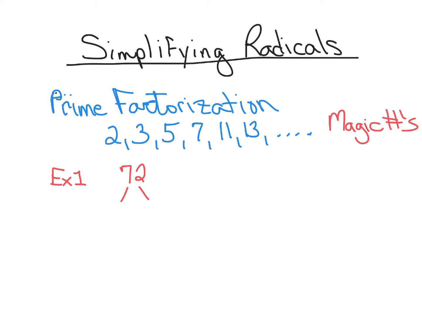For 72, the first thing we're going to try is that first magic number, 2. Can 72 be divided by 2? And it can, so we do 2 and 36. Now, we bring this 2 down, and we're still going to see if 2 has any magic left. So 36 divided by 2 is 18. It did. And then we bring that 2 down. We bring this 2 down. And 18 can still be divided by 2. 2 still had some magic there.